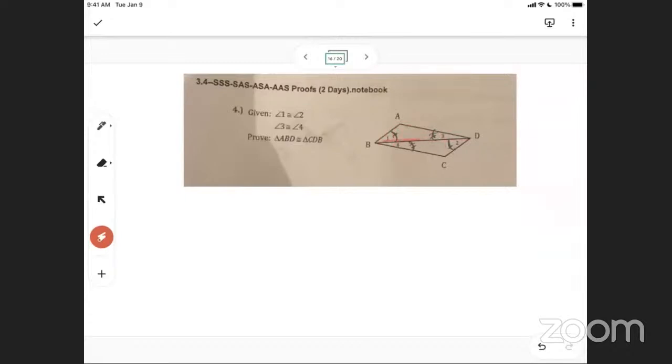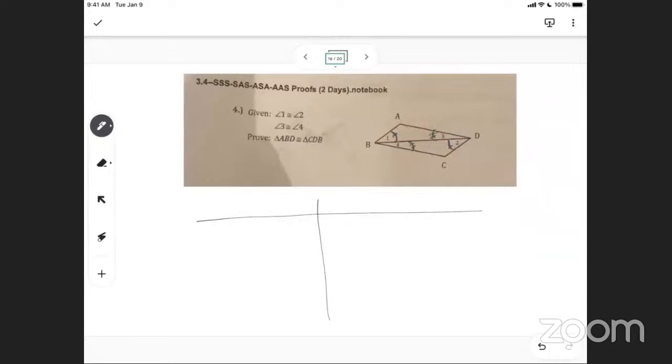So we have to find another line. Oh, hey, there's a line. And that's called the reflexive property because it's the same line in both triangles. That's called the reflexive property. Okay. So now let's write it out. So are we doing paragraph proofs? Is that what you're doing? Yeah, so then statement and reason.